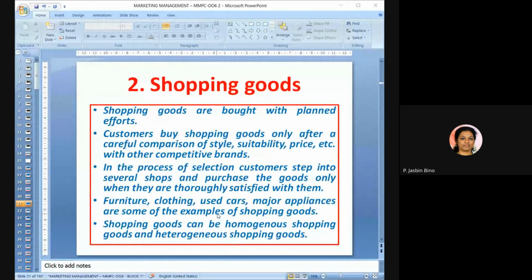The next one is shopping goods. These shopping goods are normally bought with planned effort. They'll be planning in advance whether to buy that good or not. Then they'll go and purchase that good.